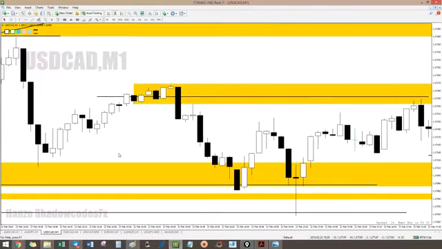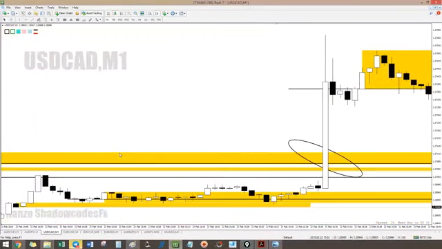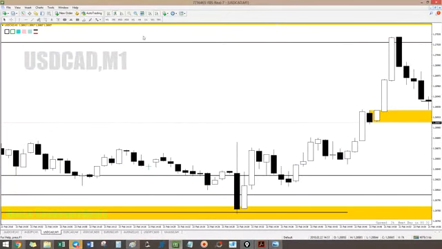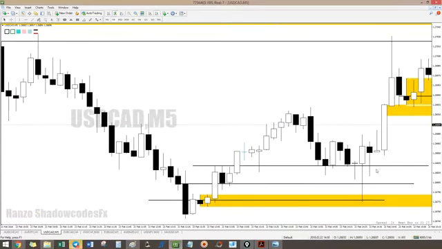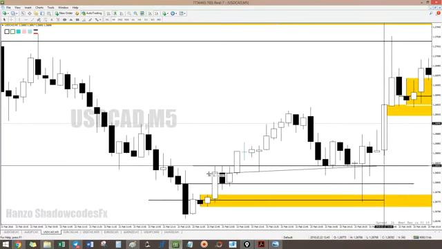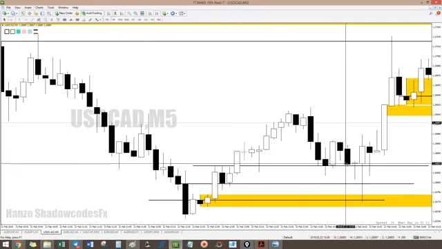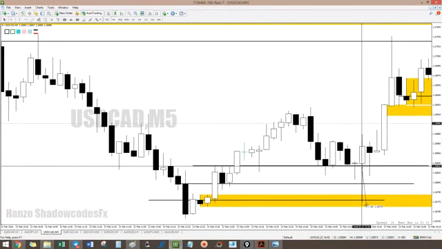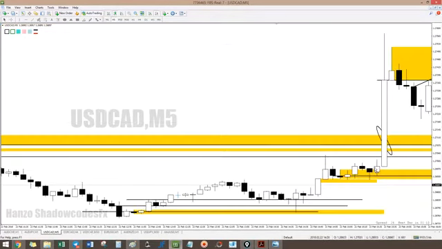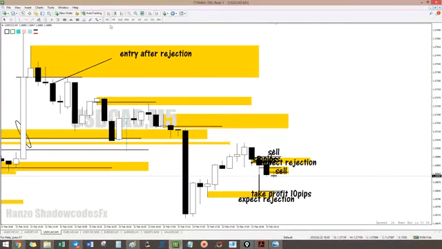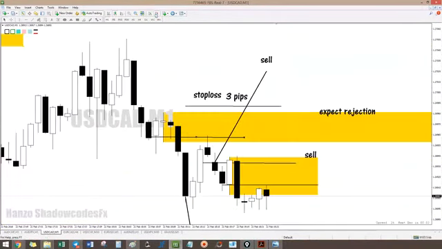The most beautiful one will look like this. No, M5. Okay, the beautiful one will look like this. Okay, the price does not close inside the zone. Look, price does not close inside this zone. It close outside. Whether it reject very high, but still price unable to close inside this zone. Okay, so it is a good sign. So over here, let's see what happened.